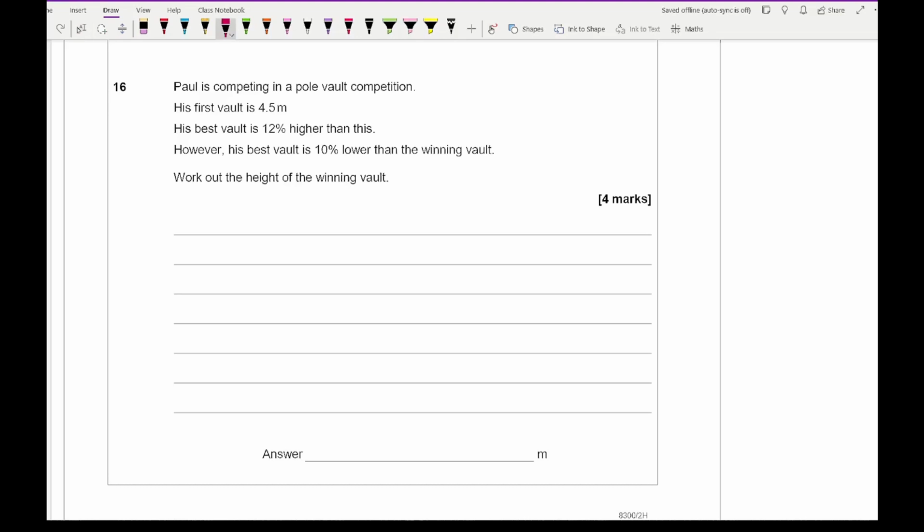So first things first, we can work out what Paul's best is by doing 4.5 multiplied by 12% increase. So it's going to be 1.12, and that comes up to an answer of 5.04 meters. Now this 5.04 is 90% of the winning vault. So this equals 90% of the winning vault.